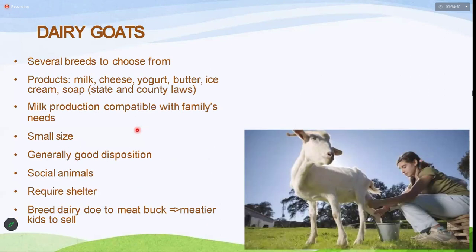Okay, so several breeds to choose from, products like milk, cheese, yogurt, all these dairy products we can get from goats. Okay, so the dairy goats are a little bit smaller than the meat goats. Okay, small in size, generally good disposition. Okay, social animals, required shelter, breeds dairy. Okay, again, meet your kids to sell.